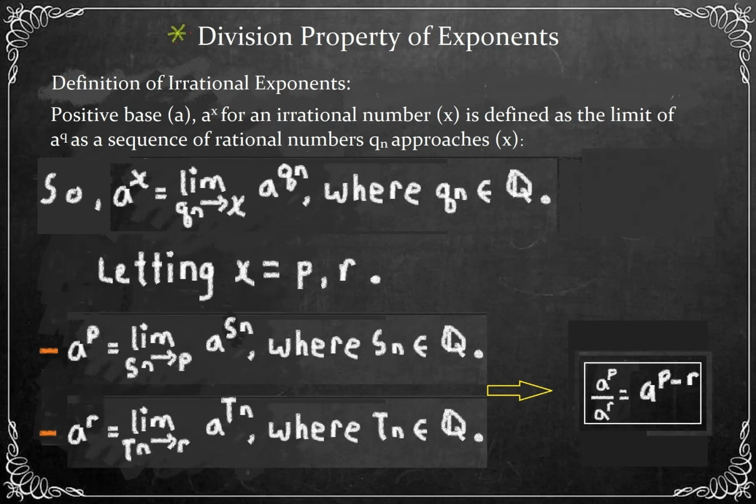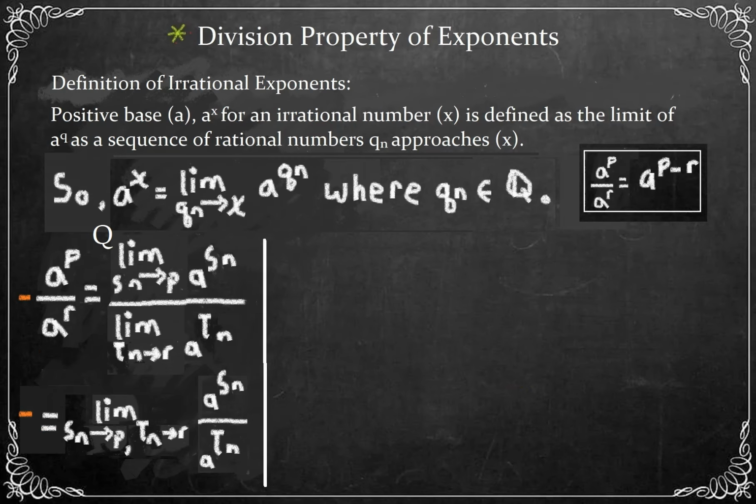Next, letting x equal p and r, we write the following two definitions for irrational exponents p and r, where the sequences s sub n and t sub n are elements of the rational numbers. We write them as a quotient to get the equation in the white box. That's what we want to prove.